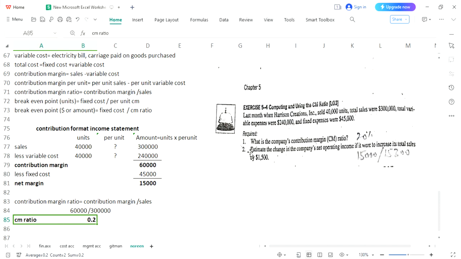And here was your first requirement. What is the company's contribution margin ratio? It is given as 20%. You may write it in terms of times. This is your correct answer, 0.2.